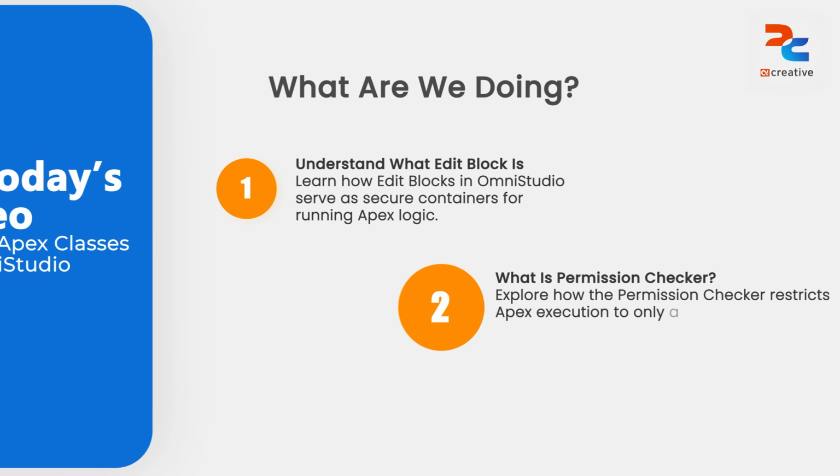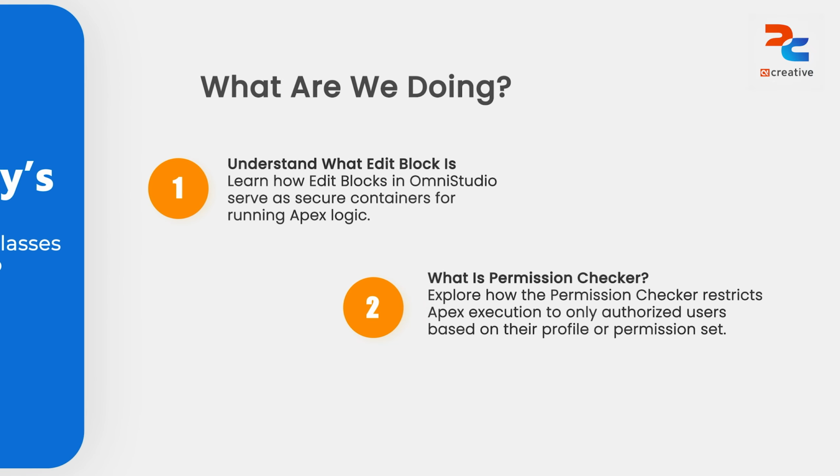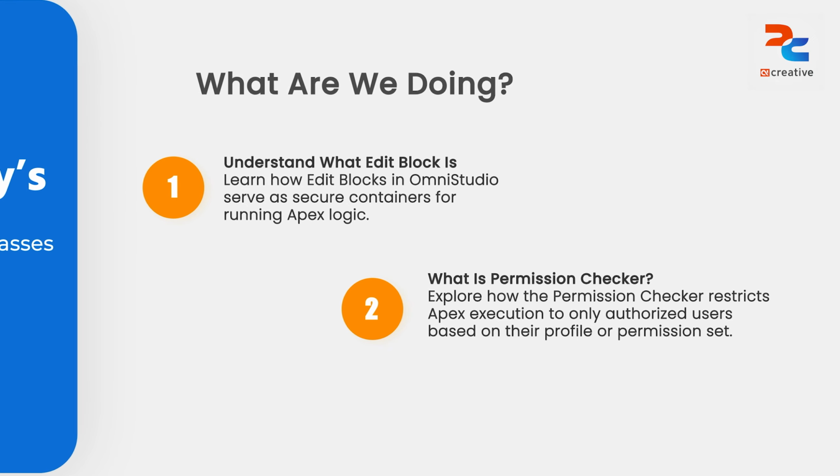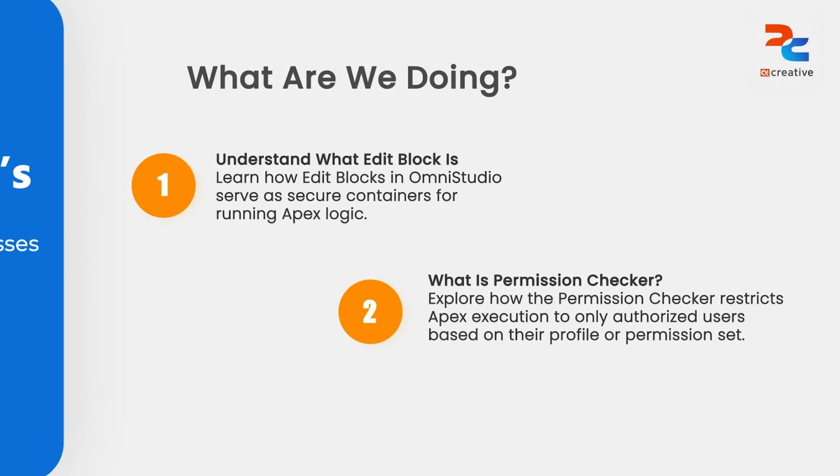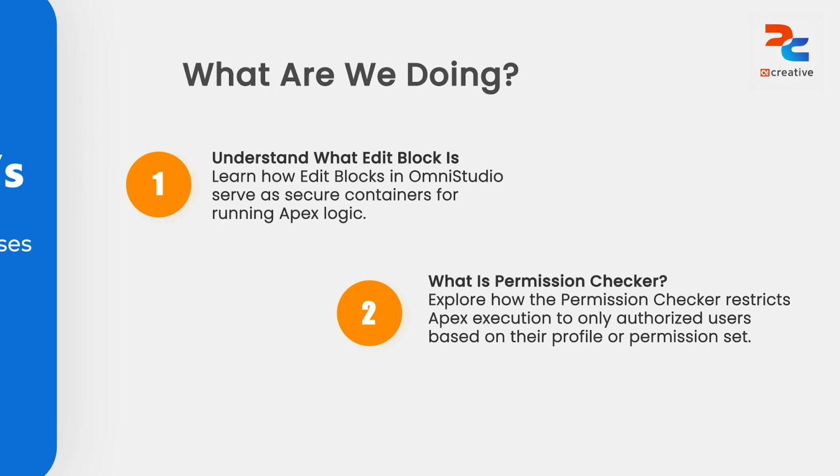Let's talk about what it is. The permission checker is a feature in OmniStudio that limits who can run the Apex class. You can use it to ensure only users with specific profiles or permissions can run it. Let's talk about how to implement it.